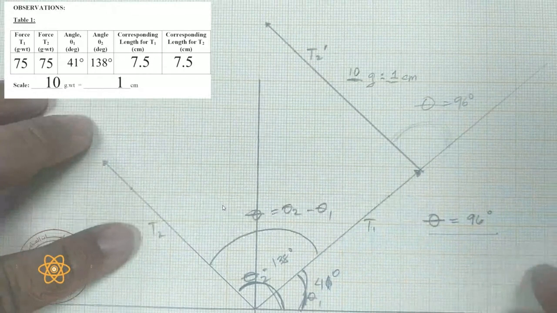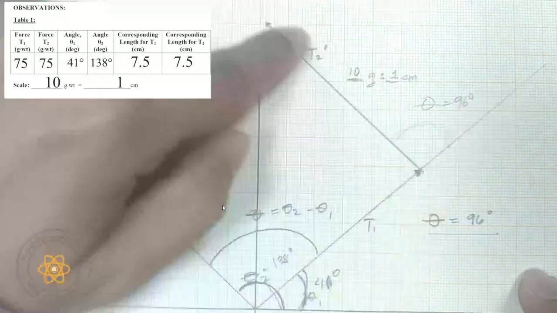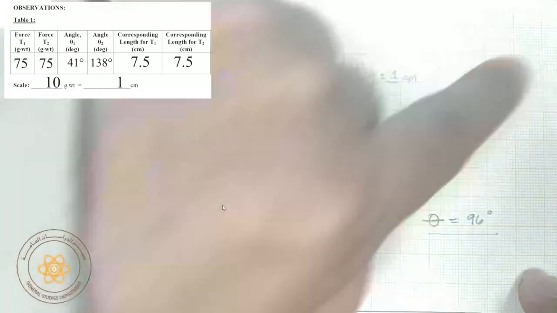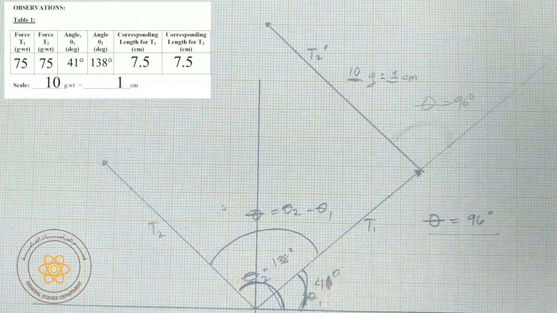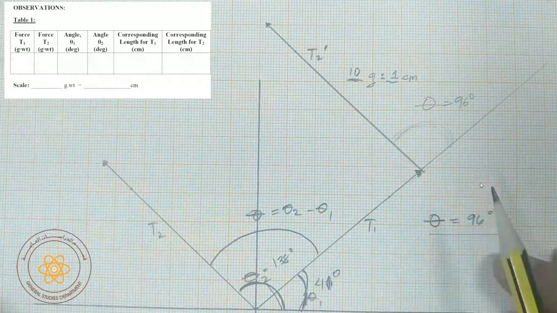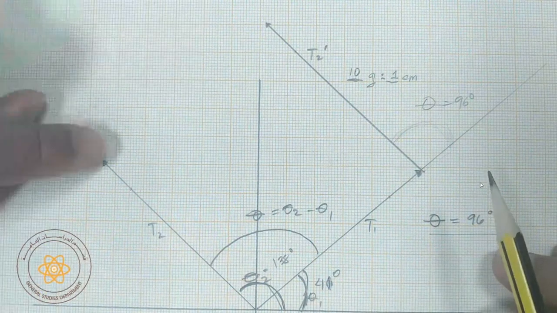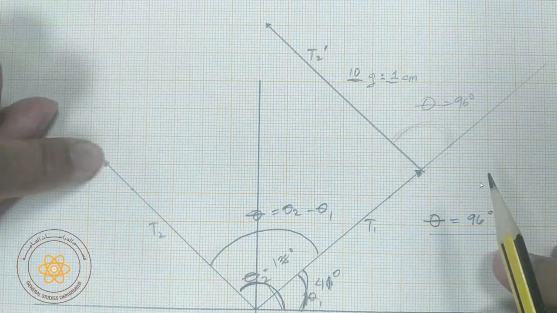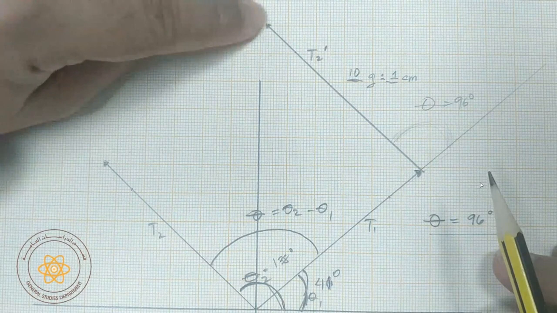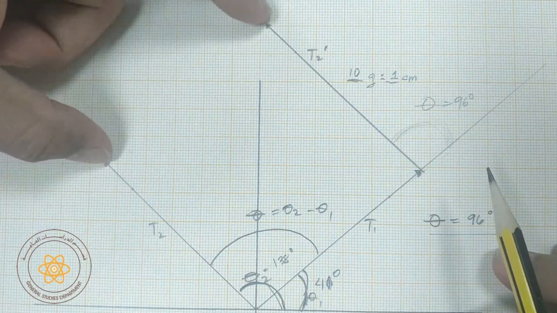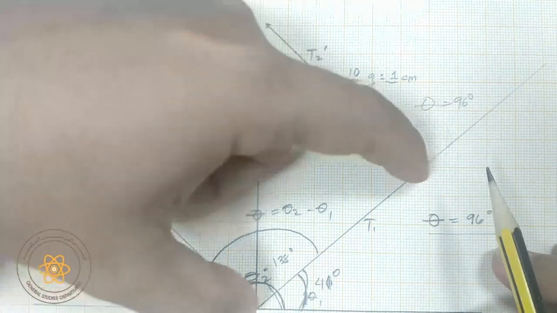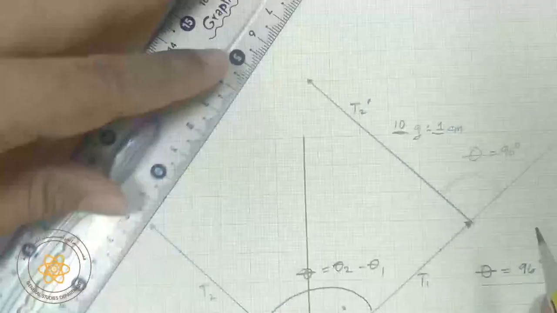And if you look closely, the angle that T2 prime makes with the extension of T1, this one here, is the same as the angle here. How do you check if your graph is good? If I measure from the end of T2 up to the head of T2 prime, what should this length be and what should the angle be? It should be the same as T1, 7.5. So let's try it.